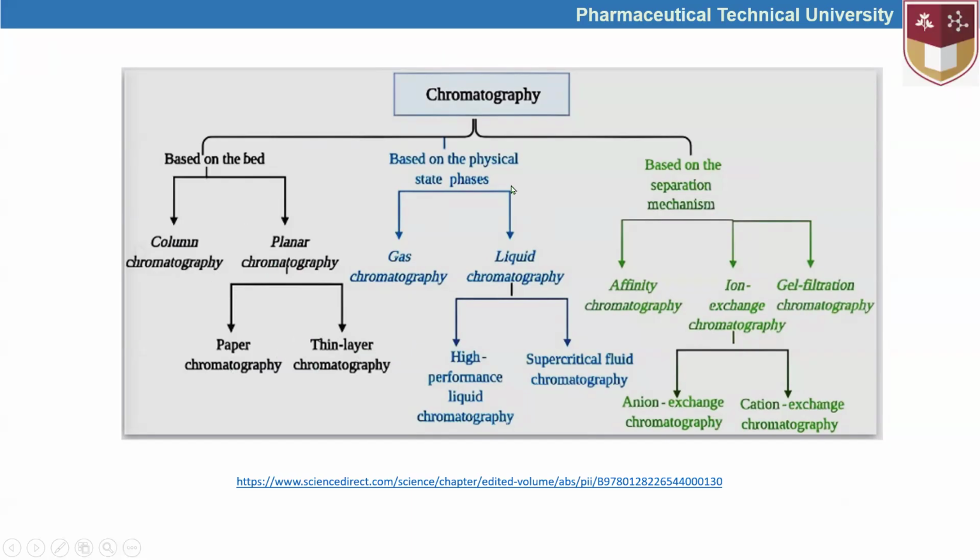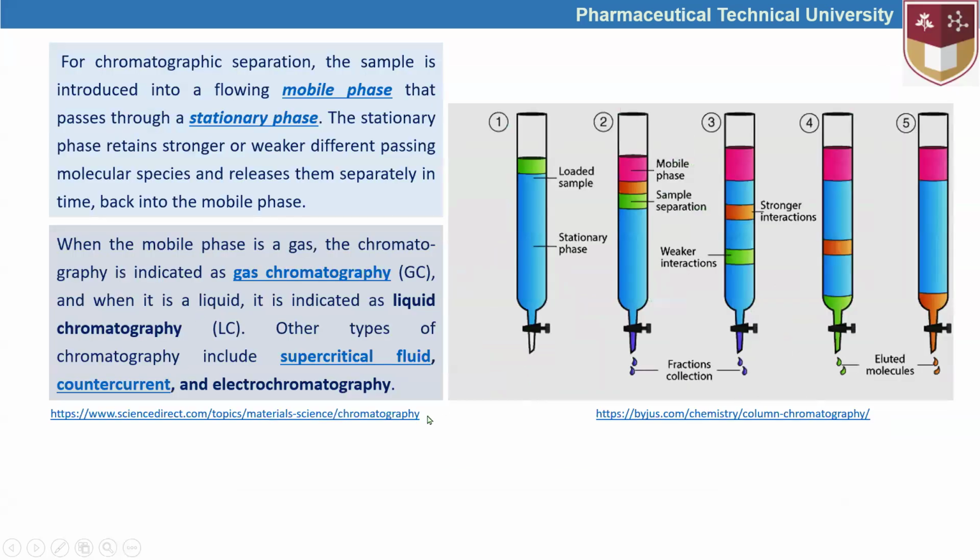Based on the physical state, chromatography can be qualified as gas chromatography or liquid chromatography. Liquid chromatography can also be qualified as high performance liquid chromatography or supercritical fluid chromatography. There are different approaches to the classification of chromatography. That's why in some cases we can see some discrepancies in these examples.